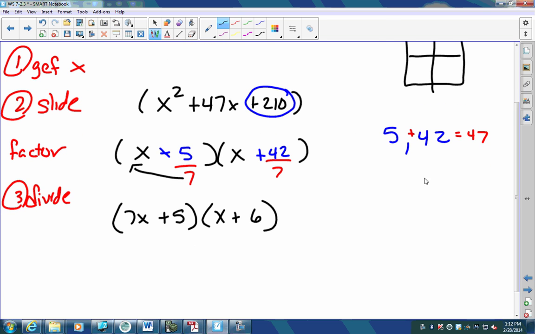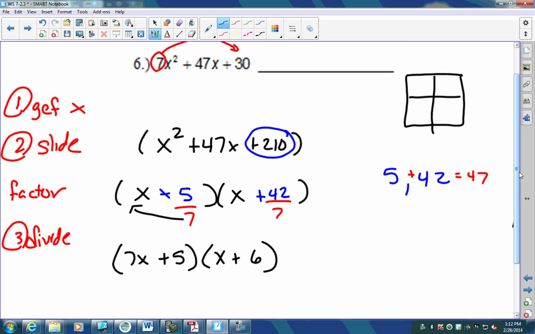Guys, the reason why you add those factors: what did we do when we were multiplying? What did we do with the numbers in these two boxes? We added them. Those were both the x's, right? That's why we're adding this, because that's giving me my x term.